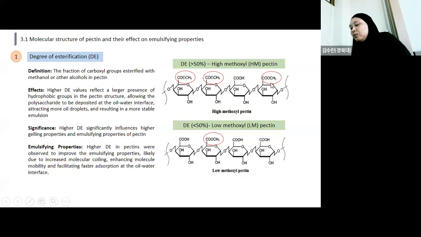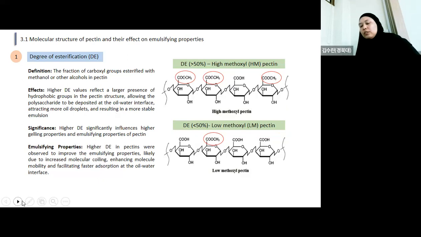So more hydrophobic groups are present. These hydrophobic groups are able to deposit at the oil-water interface. They are able to attract more oil droplets, and it results in a more stable emulsion. So significantly here, higher DE influences higher gelling properties and emulsifying properties of pectin. The mechanism here is that higher DE increases molecular coiling, enhances molecular mobility, and facilitates faster absorption at the oil-water interface.